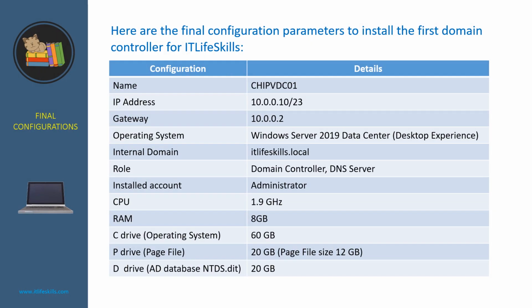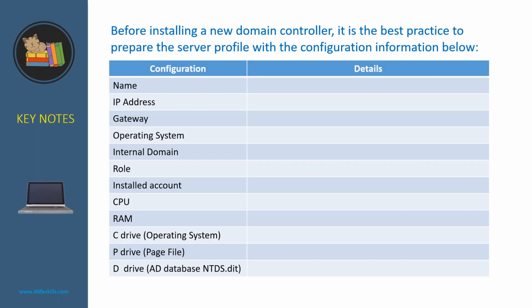Now we put all the configuration parameters in each step together. We will have the final configuration parameters to install the first domain controller for Active Life Skills in this table, and it is usually called the profile of the server. This is the end of this lesson. Please read the keynotes.